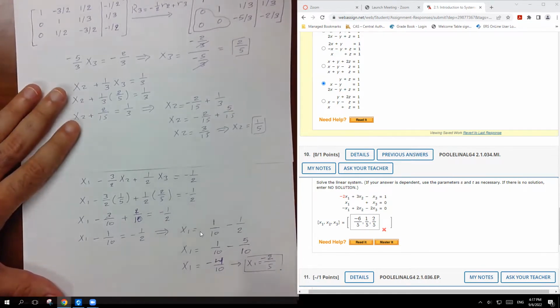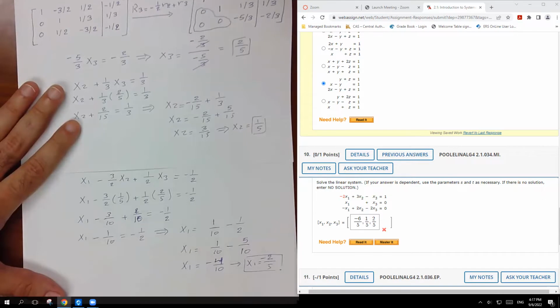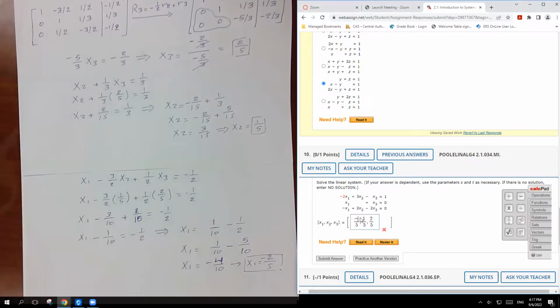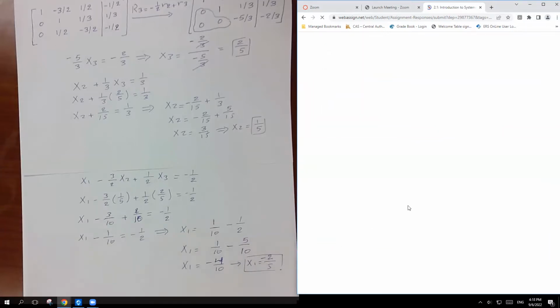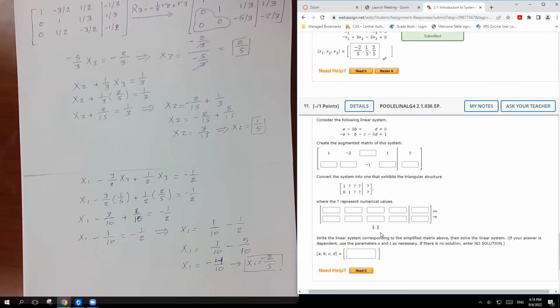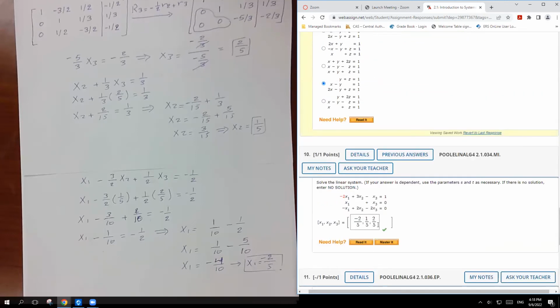So x1 is going to be negative 2 over 5, x2 is going to be 1 over 5, and x3 is going to be 2 over 5. That's why you have to be careful when you're working with the fractions. Do not convert to decimals, because that's what they're going to accept. Even if you check here, this one is going to be negative 2/5. Let's check that. And here is the right solution for this example.